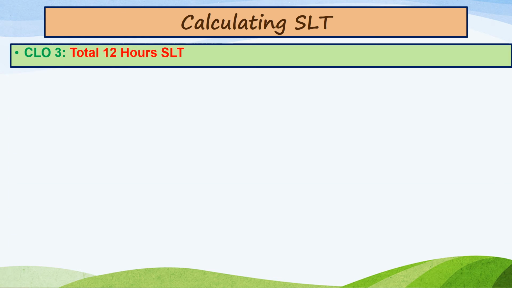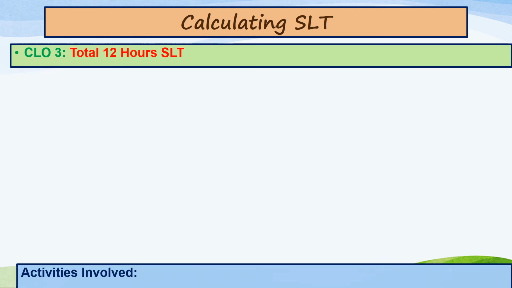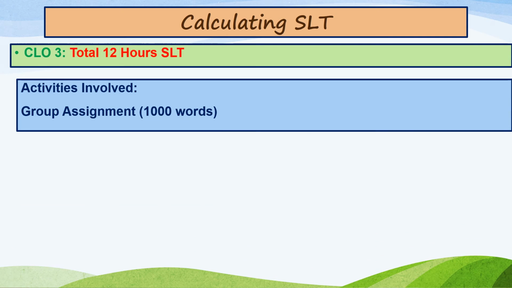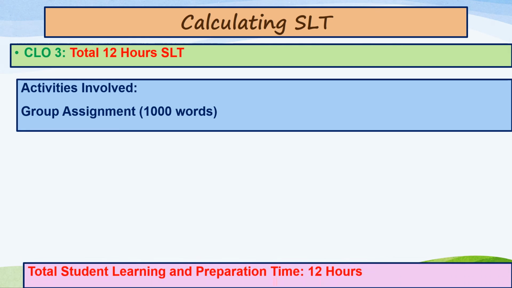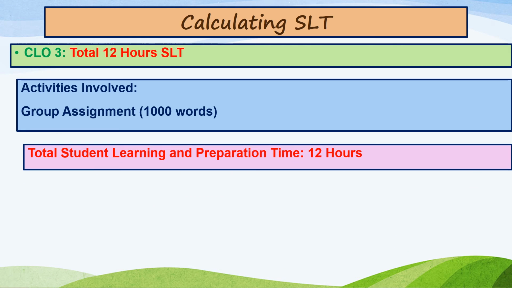The third CLO has a total of 12 hours of SLT. Students are assessed via group assignment with 1,000 words. The student preparation time for this CLO will be 12 hours.